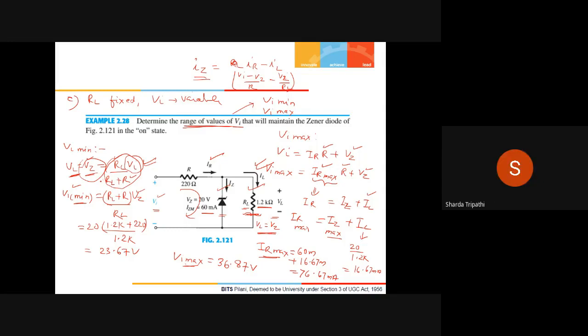ठीक है? Do this for yourself once. एक बार खुद करके देखो, value substitute करके देखो. If still there is doubt, then you can ask me in the next class.